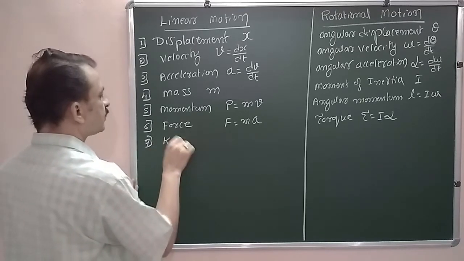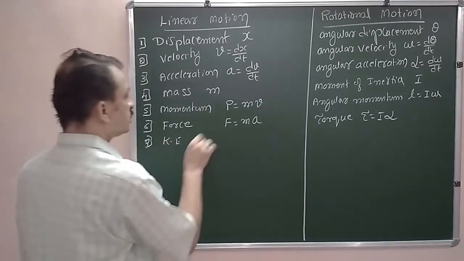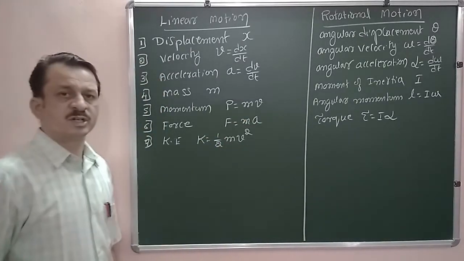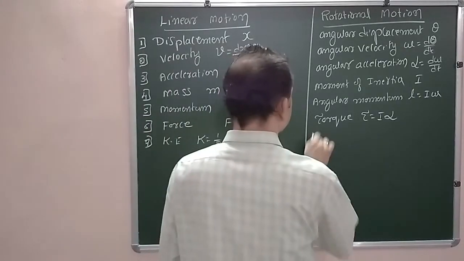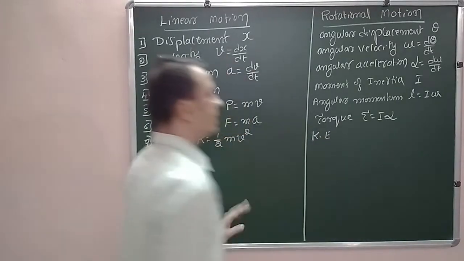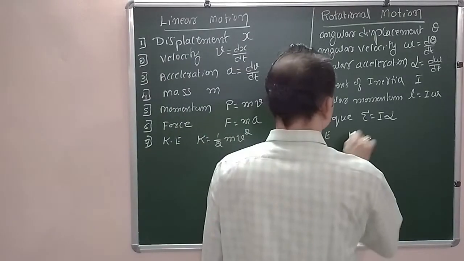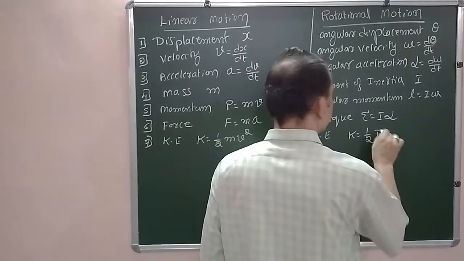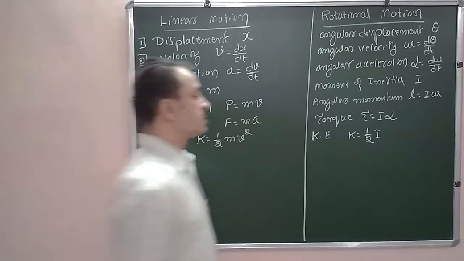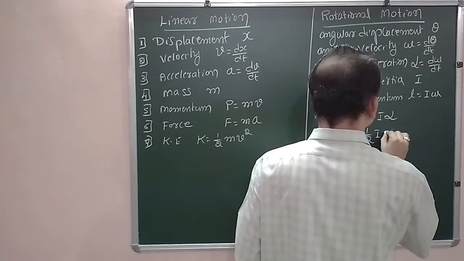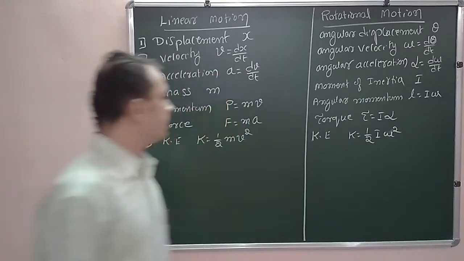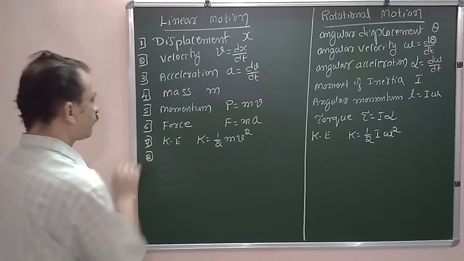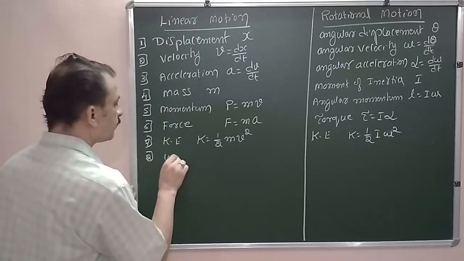Kinetic energy. Kinetic energy in linear motion, K is equal to half m v squared. Similarly, the kinetic energy in rotational motion, K is equal to half into I omega squared, where mass is replaced by moment of inertia I and linear velocity is replaced by angular velocity.